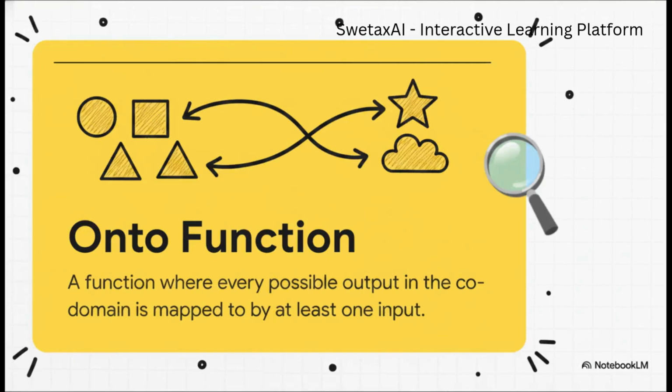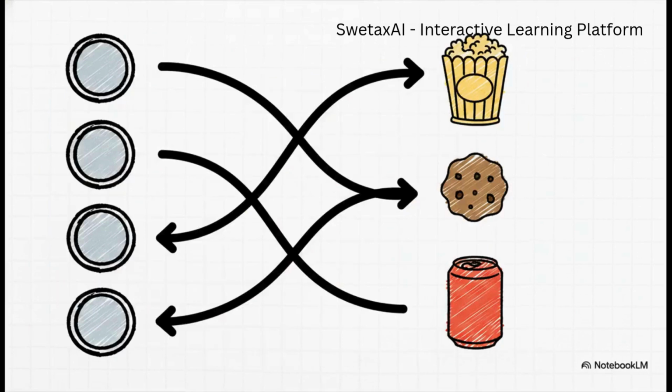Next, let's talk about the onto function. Now, this one isn't so worried about inputs sharing outputs. It's all about making sure that every single possible output is actually used. Nothing gets left behind. So, in our machine, this just means there are no snacks sitting there on the rack that you can't actually buy. Every item listed as a potential output, that codomain we talked about, has at least one button that gets you to it. The entire machine is being used, top to bottom.